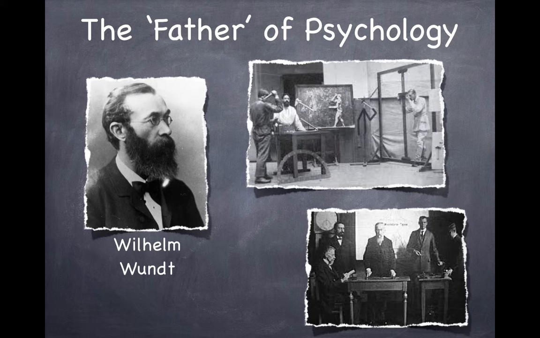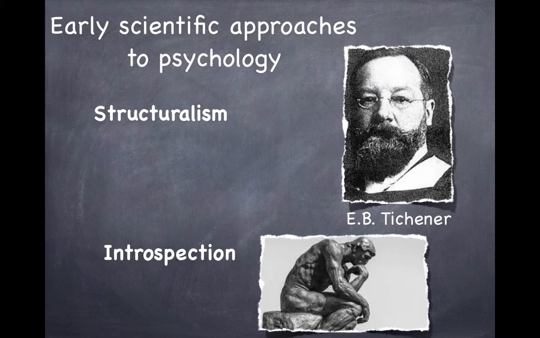Now, we move into E.B. Titchener, and he started what was called structuralism. Now he was a student of Wundt's, and he wanted to search for the basic elements or the structure of mental thought. This approach to explain thoughts through looking at structures became known as structuralism.